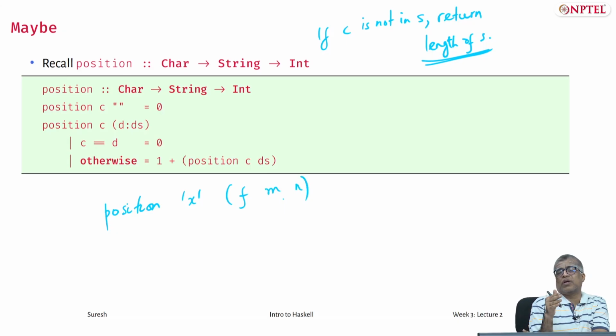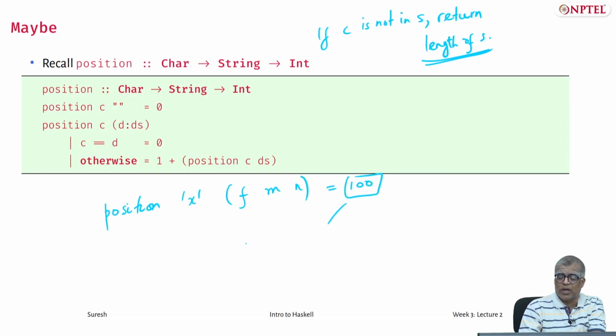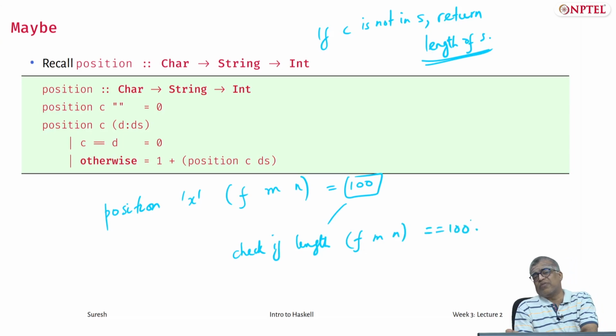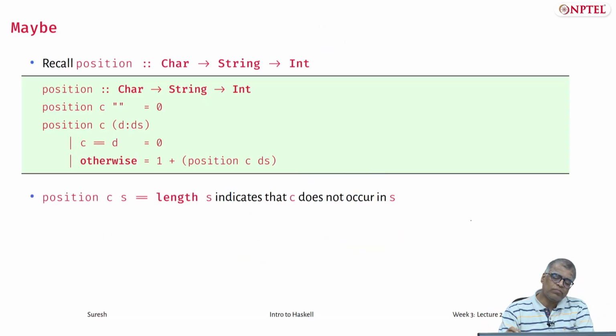I am asking if the character x is present in that string, and now, if I get back the value 100, I need to then check whether the length of the string equals 100. Lots of extra work just to determine that x was not in that string at all, okay? So yeah, position of C S equals length S indicates that C does not occur in S.